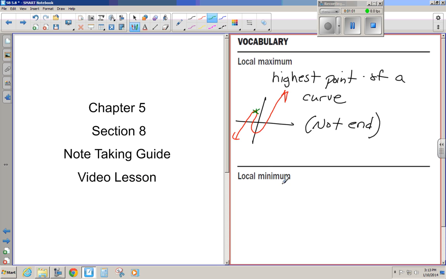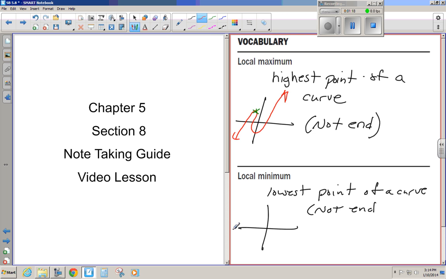A local minimum would then be the lowest point of a curve. And again, it's not the end behavior. So this time, when I draw, or at least try to draw the exact same graph, ooh, not even close, the local minimum is this lowest point.